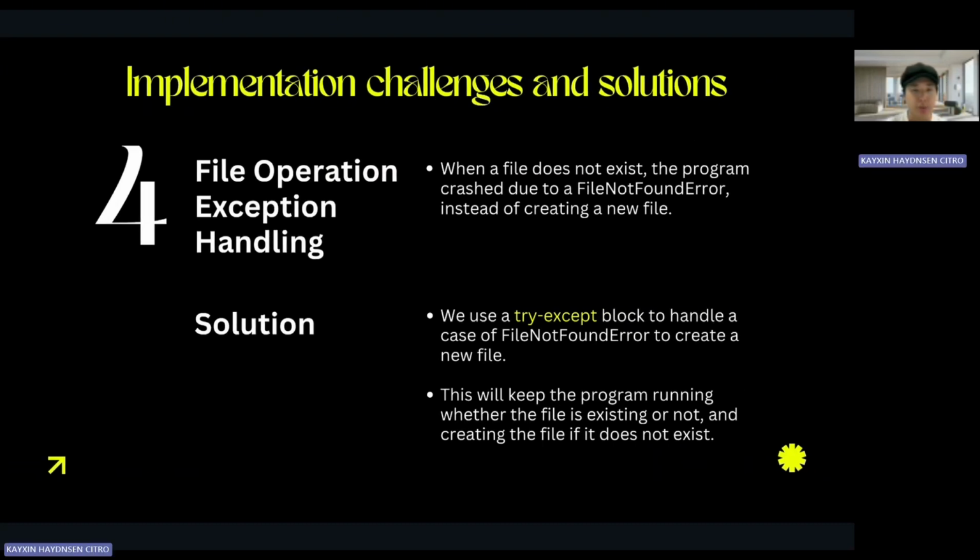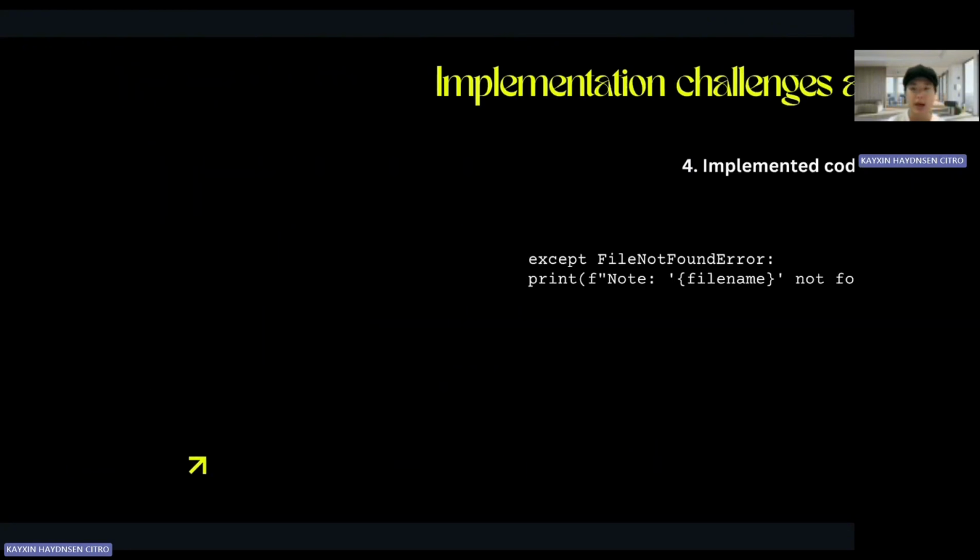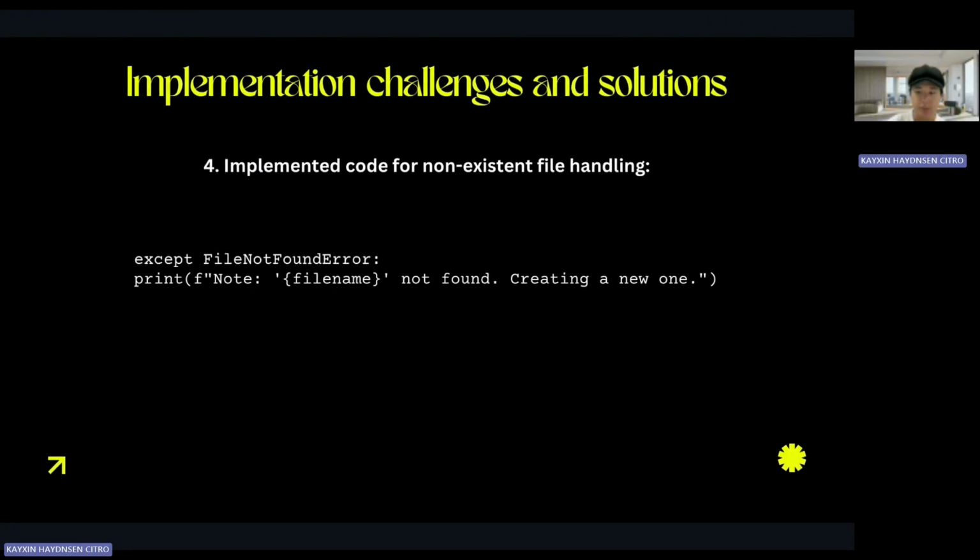And then we have another problem, which is file operation exception handling. When a file does not exist, the program crashes due to a file not found error instead of creating a new file. The solution for this problem is we use a try except block to handle the file not found error and create a new file. This keeps the program running whether the file exists or not, creating the file if it does not exist. And this is the code for the problem.